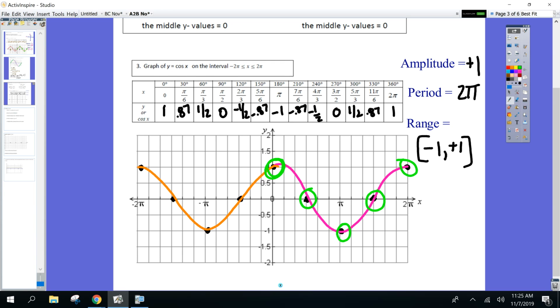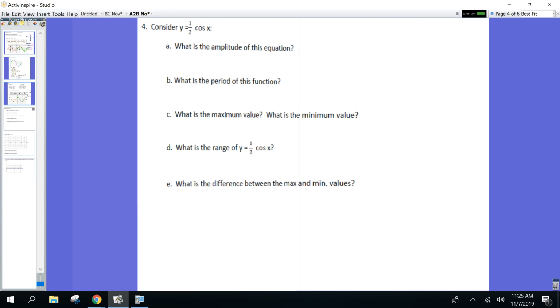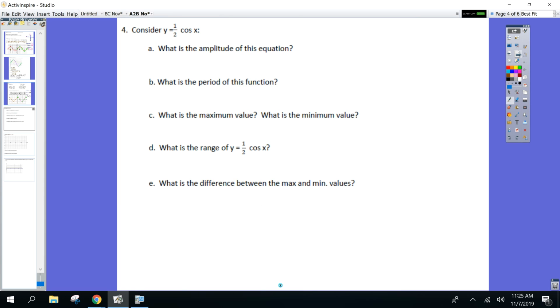Is there anything you want to ask about the cosine curve? Okay, I don't want you to graph yet. I just want to answer a few questions based off just the equation now. So notice I put a 1/2 in front. Hopefully we know how that affects the graph. What's the amplitude? 1/2. Instead of going up and down to 1, it's going to go up and down to 1/2 and -1/2. Period. How long do you think it's going to take? 2 pi. Okay, that's not changing.